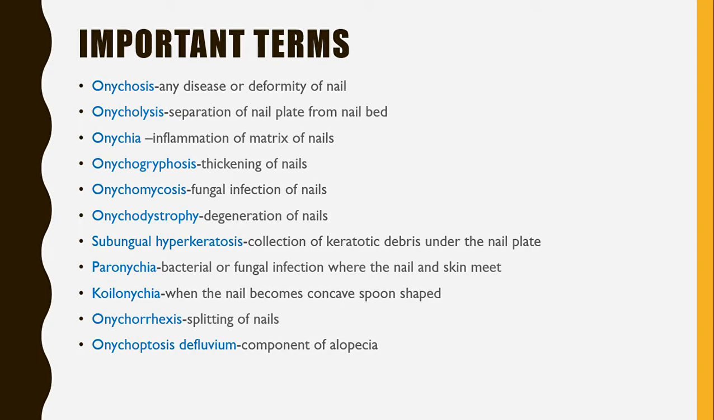Subungual hyperkeratosis is collection of keratotic debris under the nail plate. Paronychia is the bacterial or fungal infection where the nail and skin meet. Koilonychia is when the nail becomes concave, spoon-shaped. Onychorhexis is splitting of nails. Onychoptosis diffluvium is a component of alopecia.